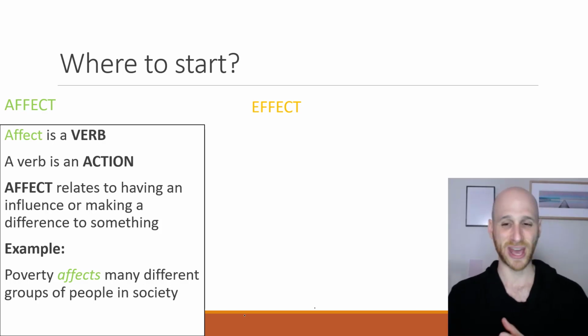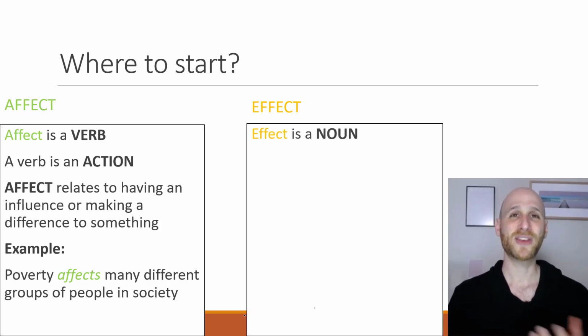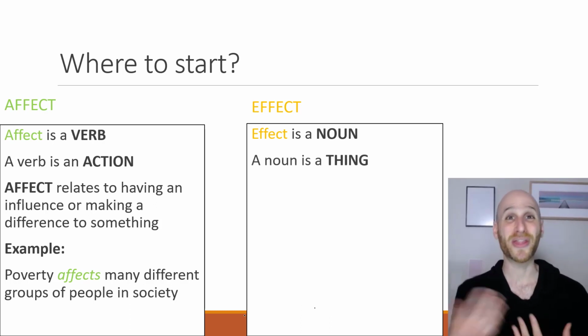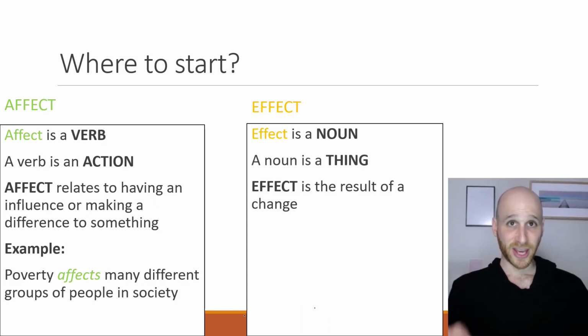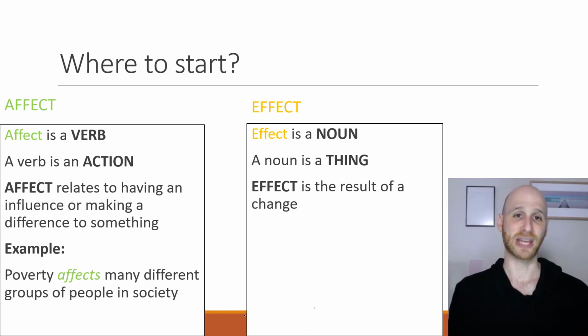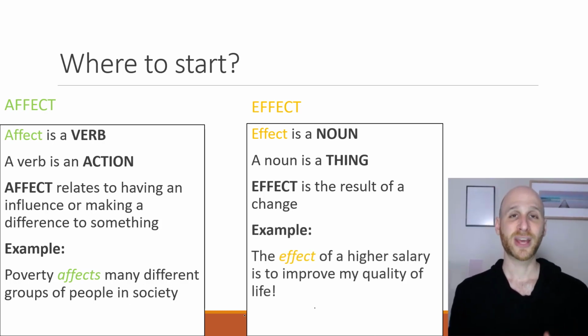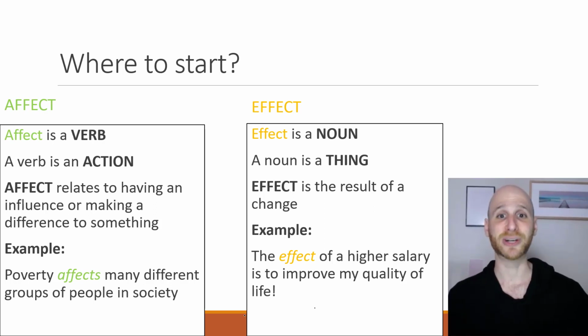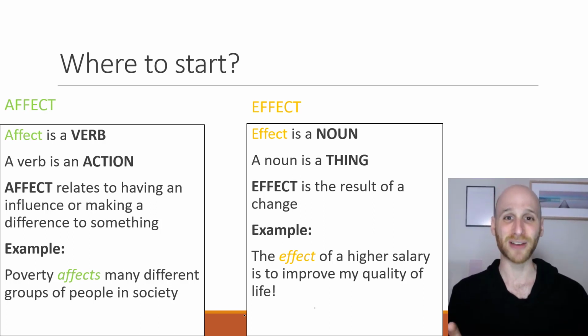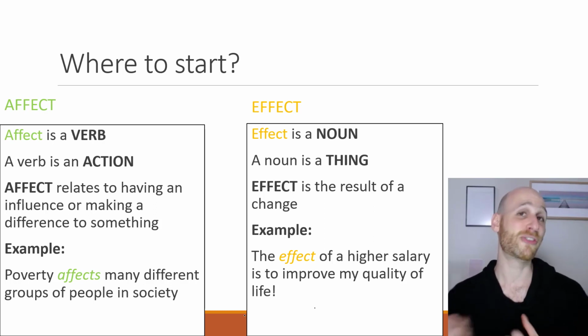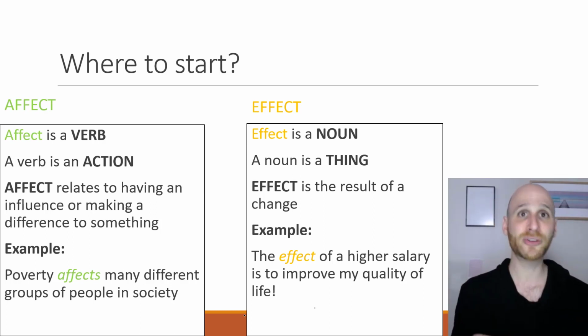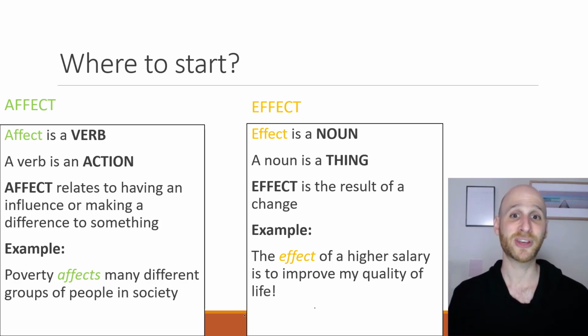Let's think about effect. Effect is a noun, and a noun is a thing. Effect is the result of a change. So affect relates to something changing something else. Effect is the result of the change. Let's give you an example. The effect of a higher salary is to improve my quality of life. So there's the change, which is the higher salary, and then the result of the change, the effect, is to improve my quality of life.